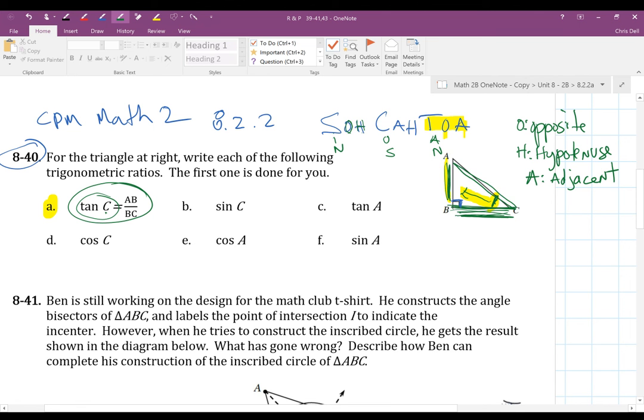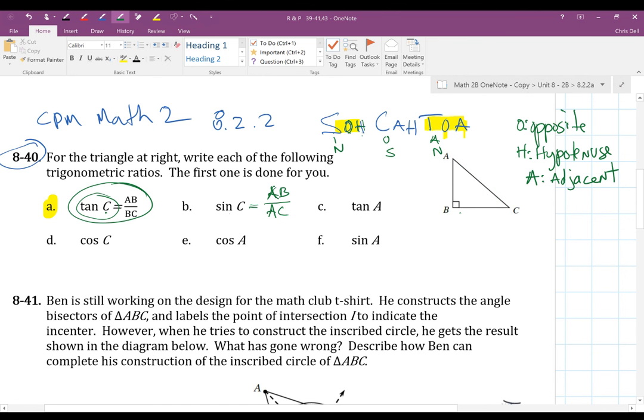So let's do each one here. Let's talk about sine of C. Here's C again. Sine is opposite over hypotenuse. Opposite, again, is the side the angle opens up to, so the top of my ratio is AB. The denominator is the hypotenuse, which is always the longest side length and always opposite the 90, so it's AC. That's my ratio for sine of C.